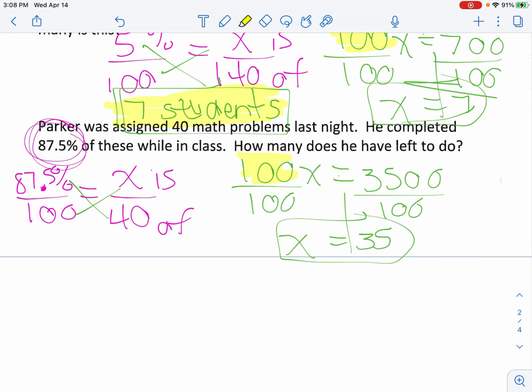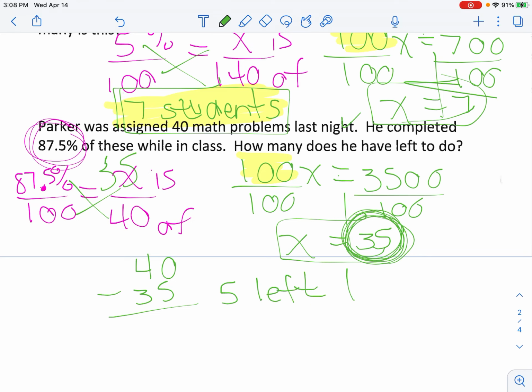Now read and reread. Parker was assigned 40 math problems last night. Got it. Check. He completed 87.5% of these while in class. Now watch what I'm going to do with this 35. See what I'm circling down here? 35 is how many he finished in class. Question, how many does he have left to do? Well, if he was assigned 40 and he finished 35 problems in class, he has 5 left to do.